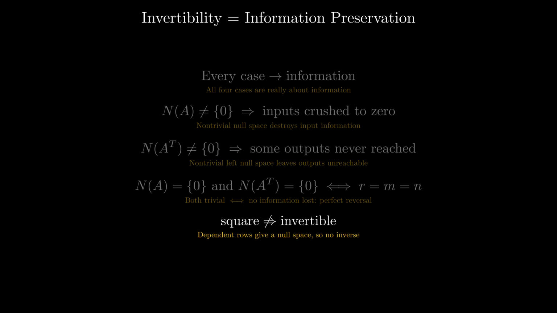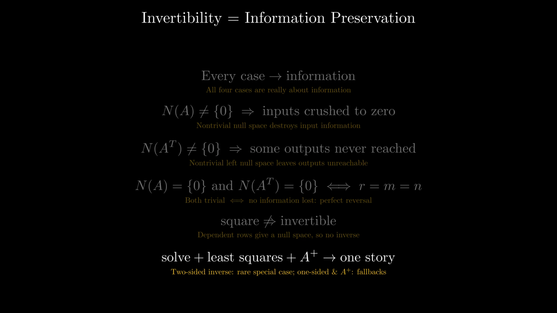Being square alone is not enough. A square matrix with dependent rows still has a null space and therefore no inverse. This single insight unifies solving systems, least squares fitting, and the pseudo-inverse into one continuous story. The true two-sided inverse is the rare special case. The one-sided and then pseudo-inverses are nature's graceful fallbacks.